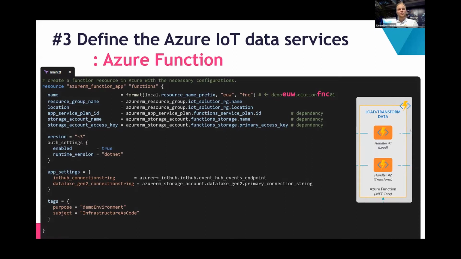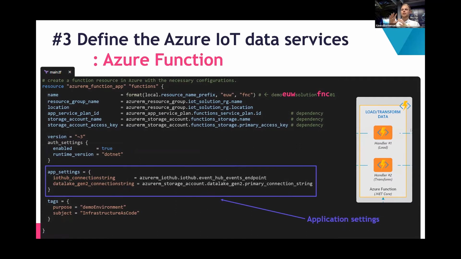And the third and last component for the Azure function is to create the Azure function itself. And as you can see right here, we have some resource-specific arguments again. We are going to enable the authentication settings, and we are going to use the .NET runtime. And also what's very cool is when you use an Azure function app, you will have to configure some certain application settings. For example, connection strings.